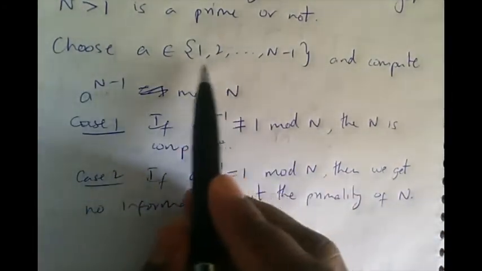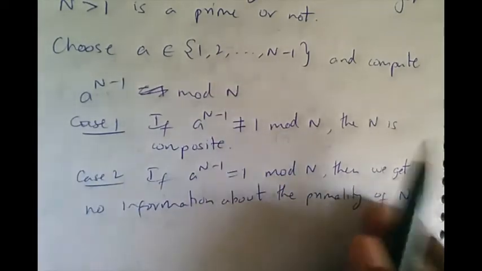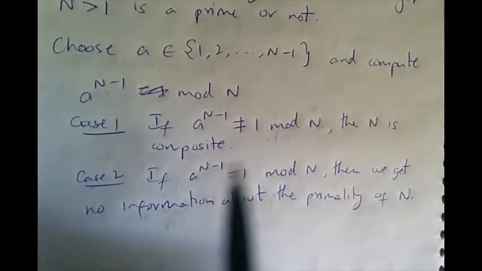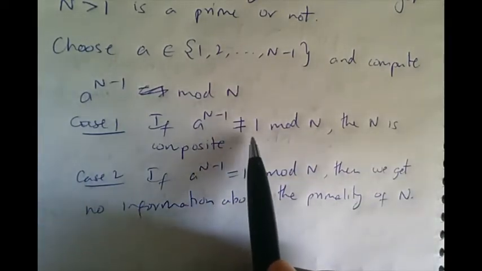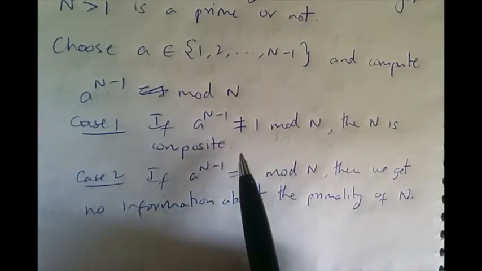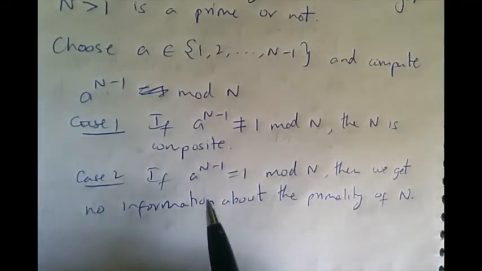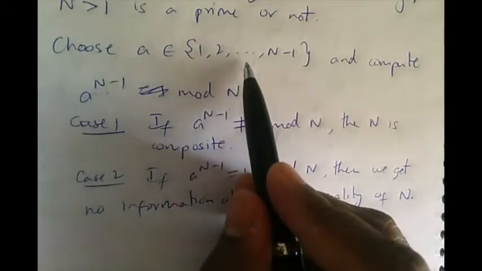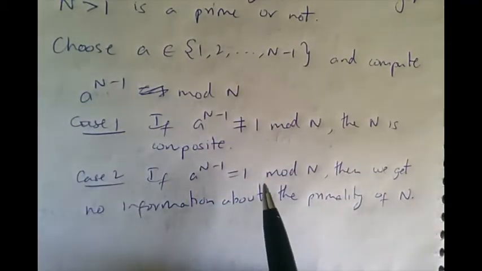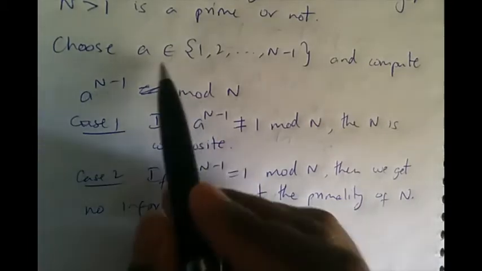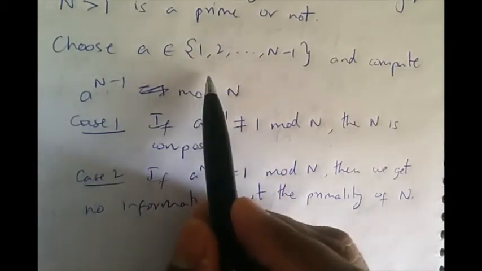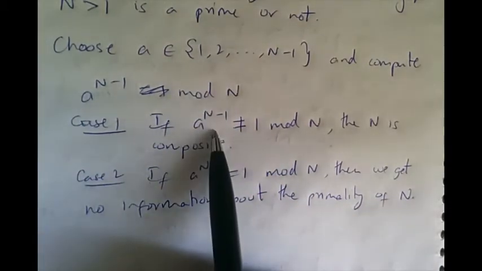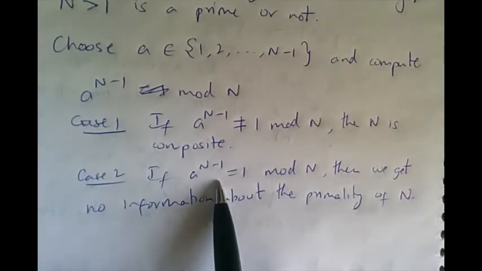So we can choose the integer A randomly from this set, compute this, and check. If we get lucky and we see that A raised to n minus 1 is not equal to 1 mod n, then we know that n is composite. And if A raised to n minus 1 is equal to 1 mod n, then we choose another A and try again, keep trying. Then the question naturally becomes, if I just choose integers from this set, what is the probability that this happens and what is the probability that this happens?